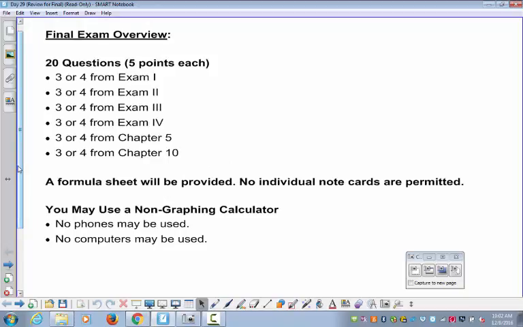No phones. No phones is the best. Or no Google Glass. That's no Google Glass.